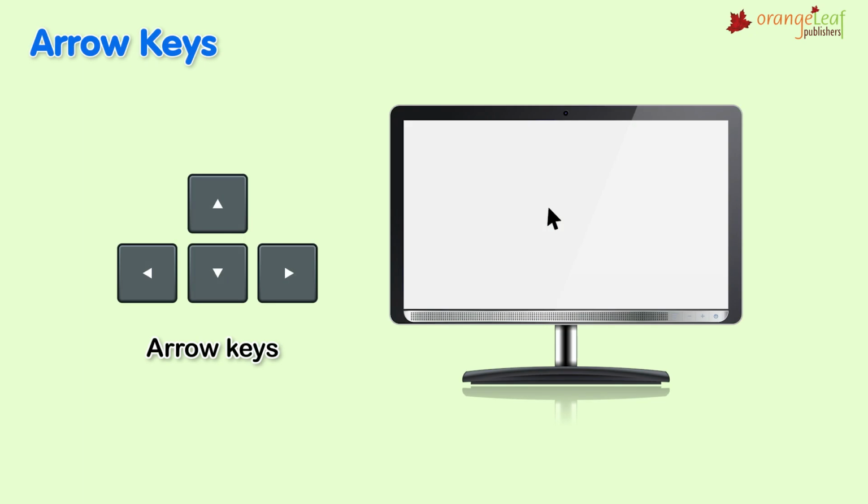Arrow keys. Arrow keys are used to move the cursor on the screen. There are 4 arrow keys. Up arrow key is used to move the cursor up. Down arrow key is used to move the cursor down. Left arrow key is used to move the cursor left. Right arrow key is used to move the cursor right.